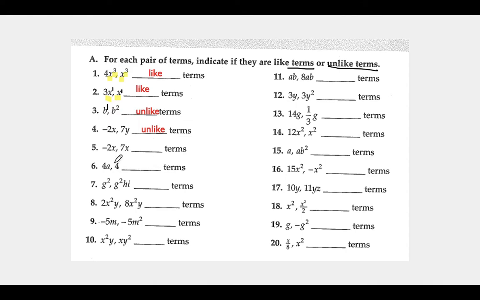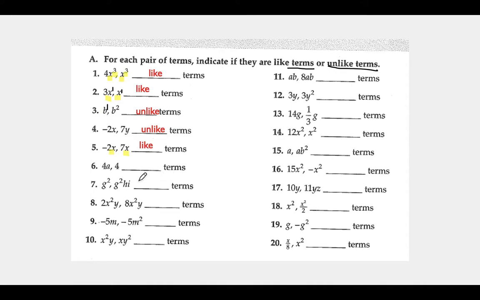Number 5, I have negative 2x and 7x. In this case, I have two variables that are the same letters, and they have the same exponent, which in this case is 1, so they would be like terms.